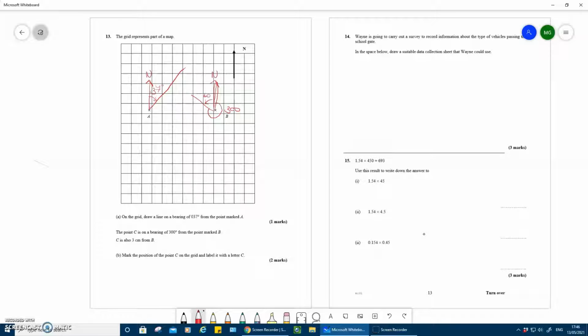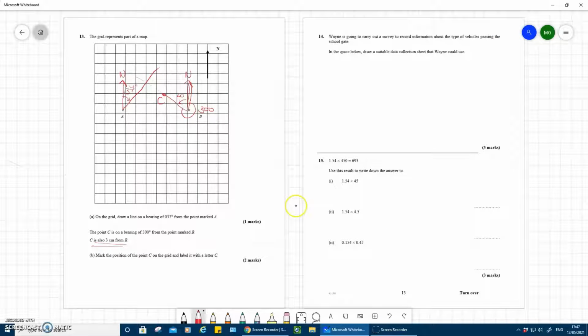And we're told that it's also 3 centimetres away from B. Clearly I can't measure this, but say we go 3 centimetres, and then we're going to mark a C. Sometimes you get a question where it tells you it's 37 from A and 300 from B, don't give you any distances, and then you'd be looking for the crossing point. But that's not the case in this question, they're 2 separate questions.